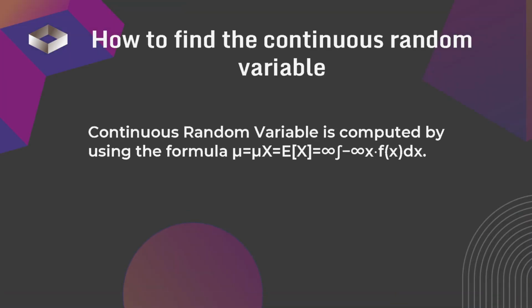Now, how do you find the mean of a continuous random variable? The same as for a discrete random variable, you may use this formula. And this formula is the expected value of a continuous random variable. It is the continuous analog of the expected value of a discrete random variable, where instead of summing over all possible values, it is integrated.